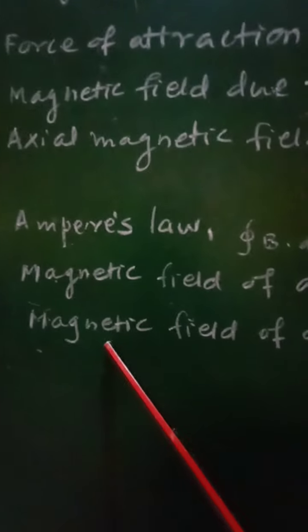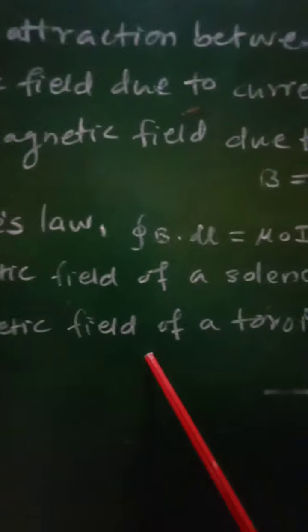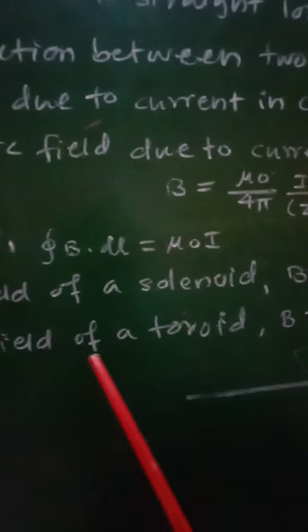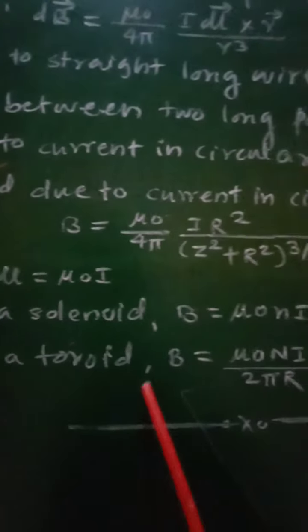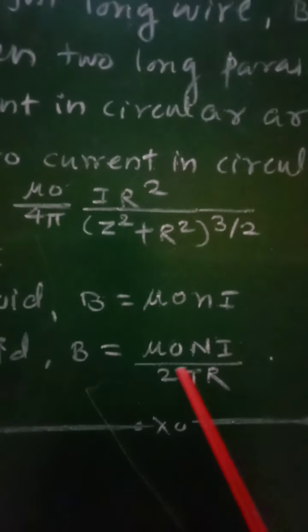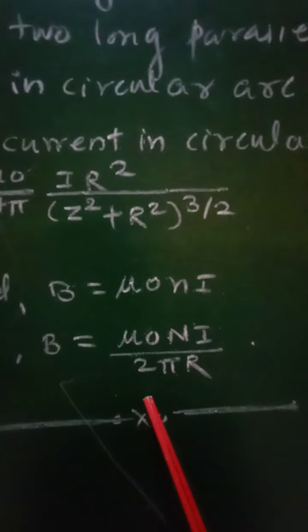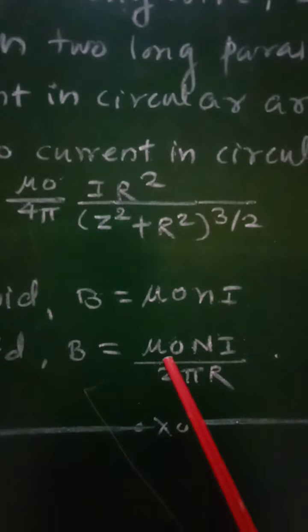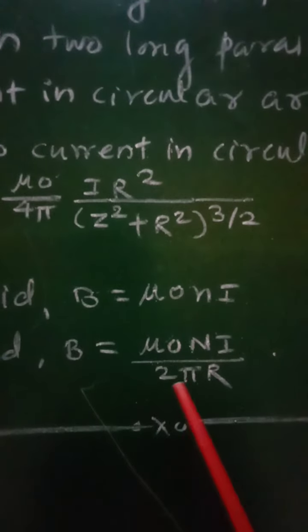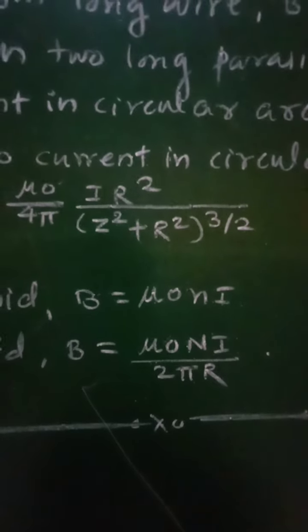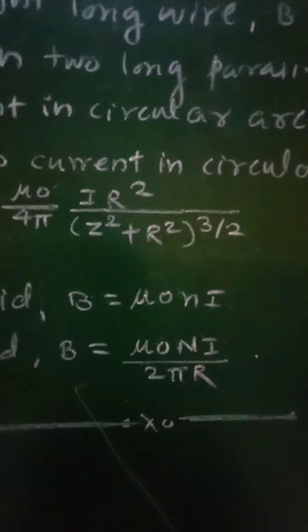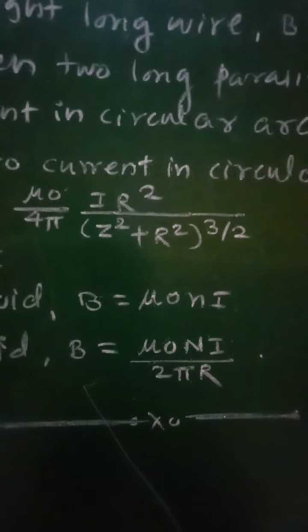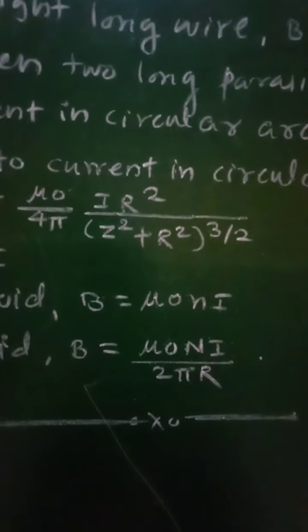Then 20th formula gives us magnetic field of a toroid, that is B equal to mu 0 N I upon 2 pi r. So these are some of the formulae related with this chapter, magnetic fields due to electric current.